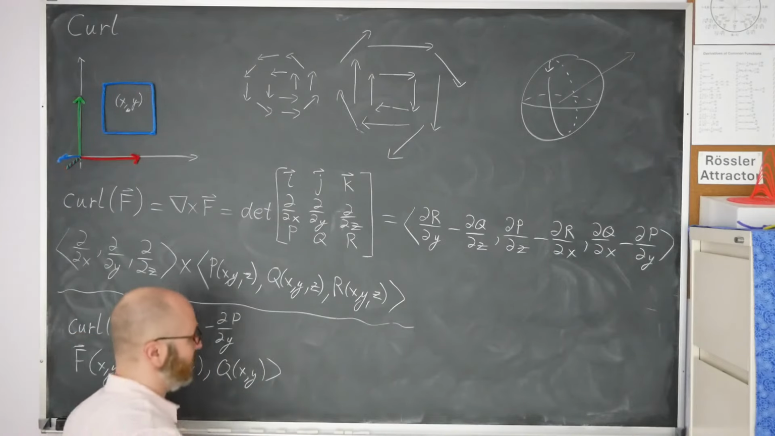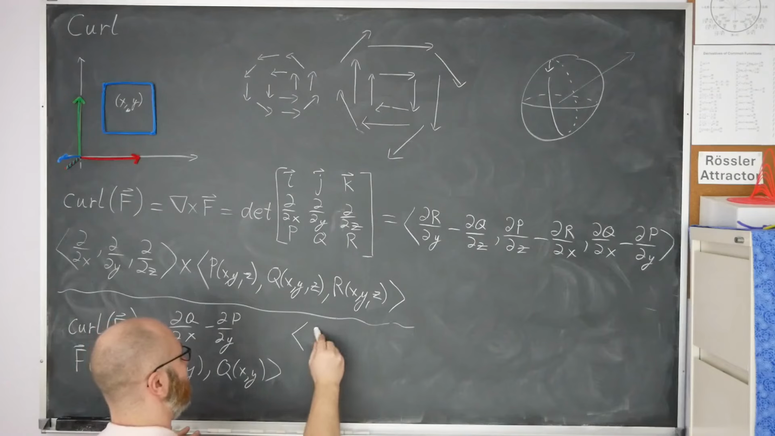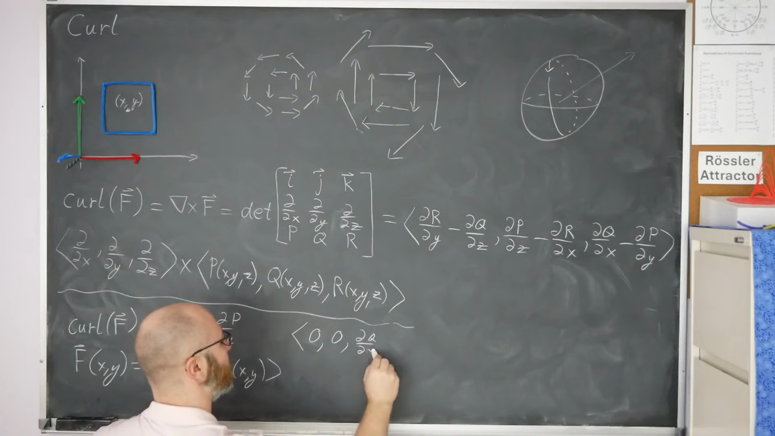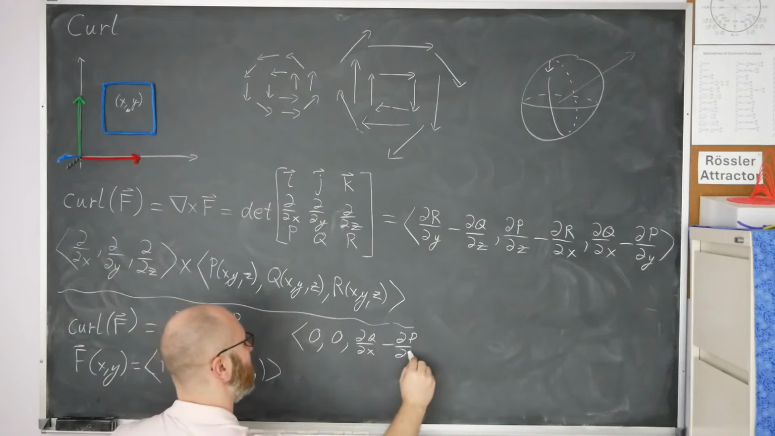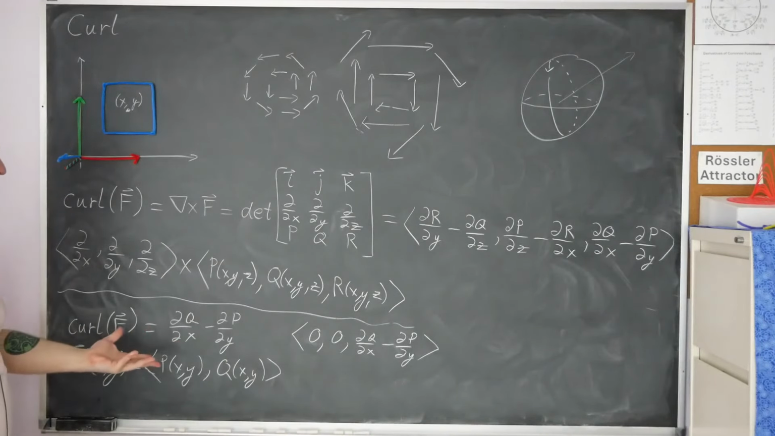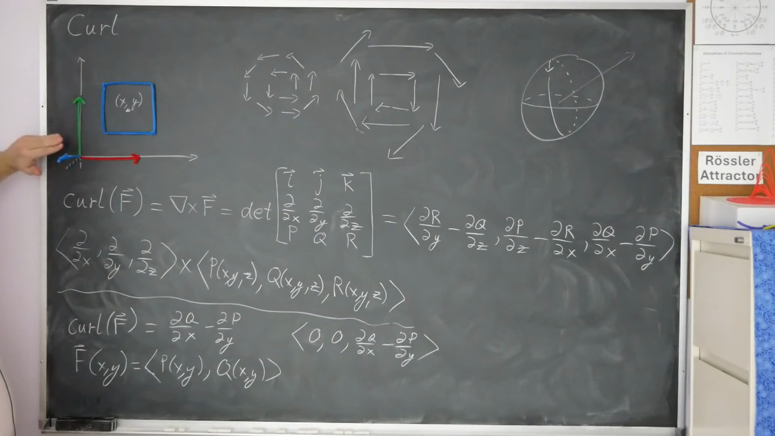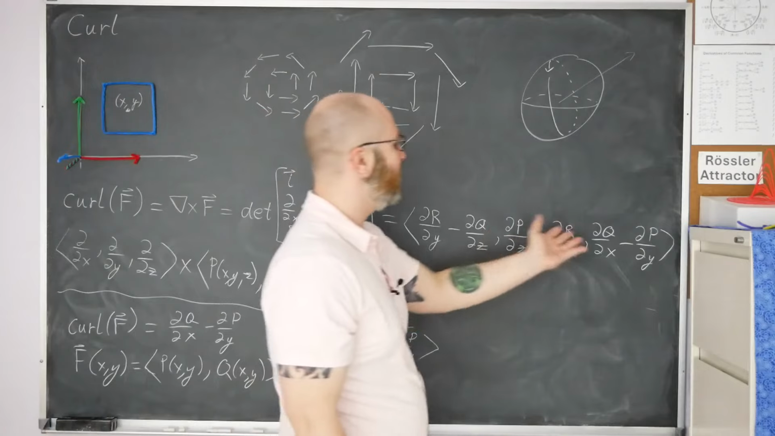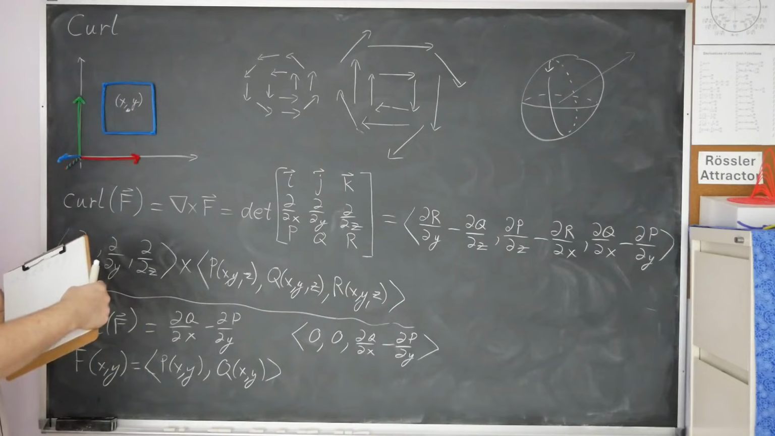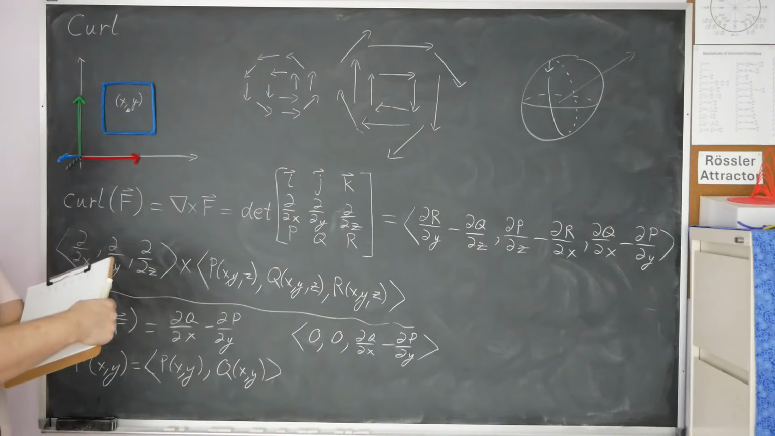But then sometimes people will write it as 0, 0, partial q, partial x minus partial p, partial y. Because you can't rotate in the yz direction, you can't rotate in the xz direction, you can only rotate in the xy plane. So that's the idea, but where does this formula come from? Why does it make any sense? Let's go ahead and do an intuitive explanation, similar to the divergence, but a little more involved.